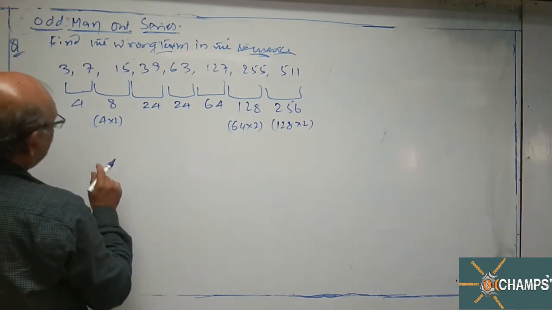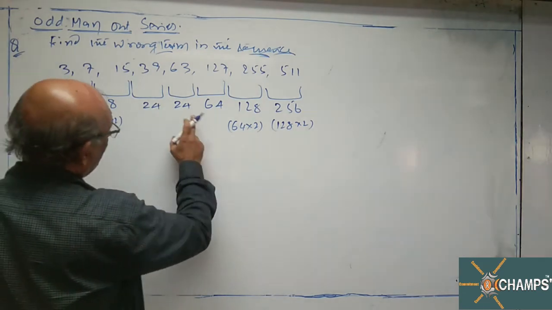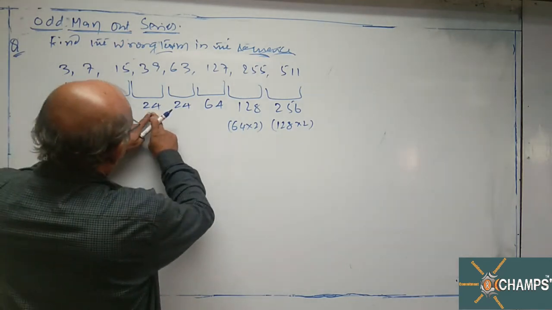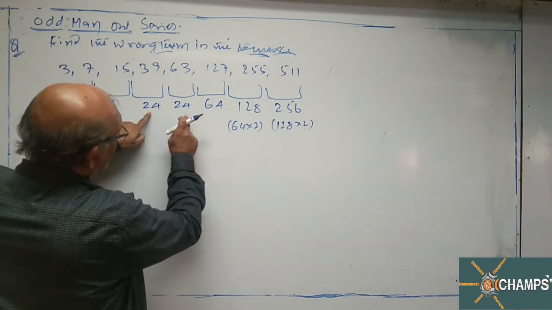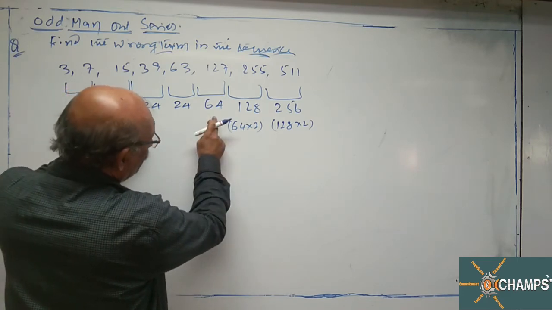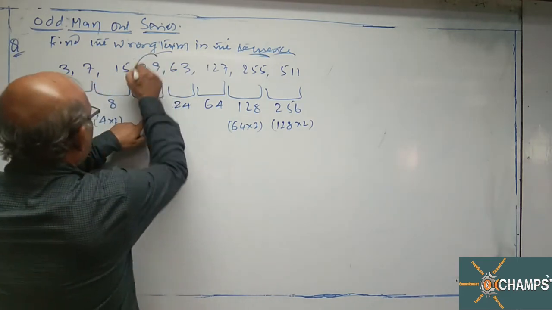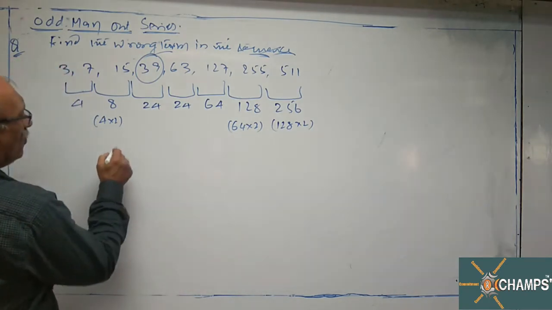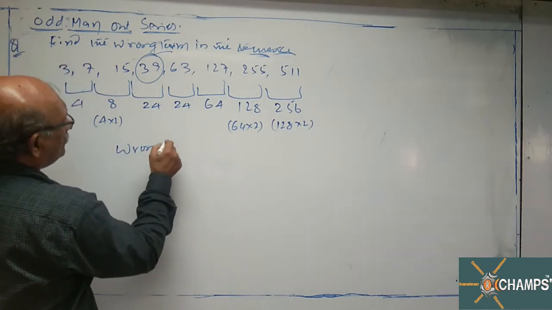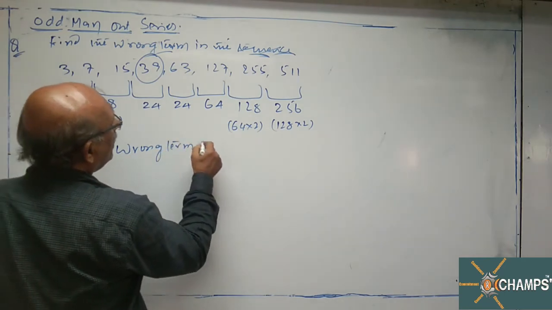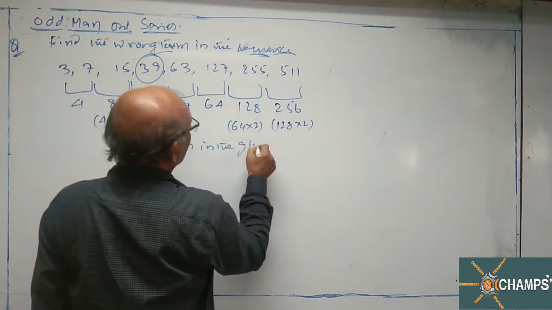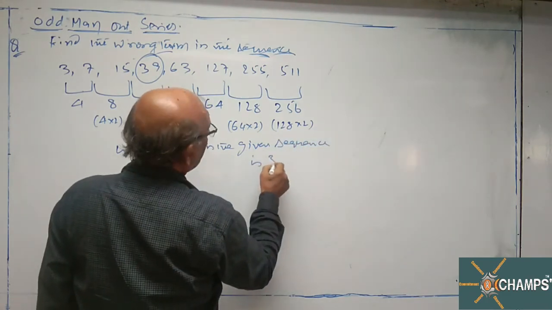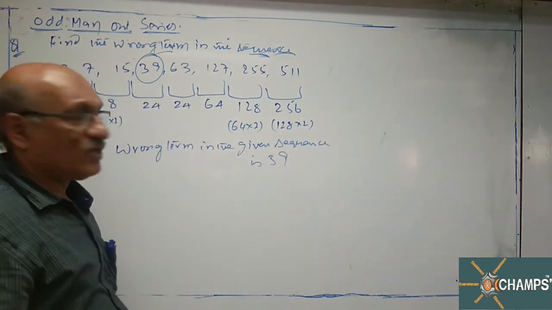Then with this logic, it should be 8 into 2, 16, 16 into 2, 32, 32 into 2, 64. So here I am not getting the logic. Therefore, the wrong term in the given sequence is 39.